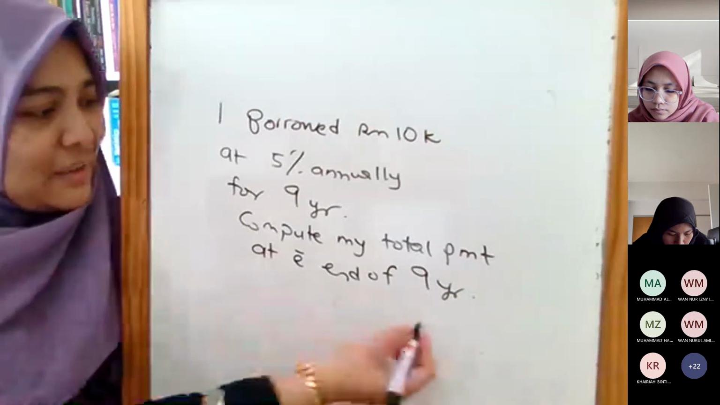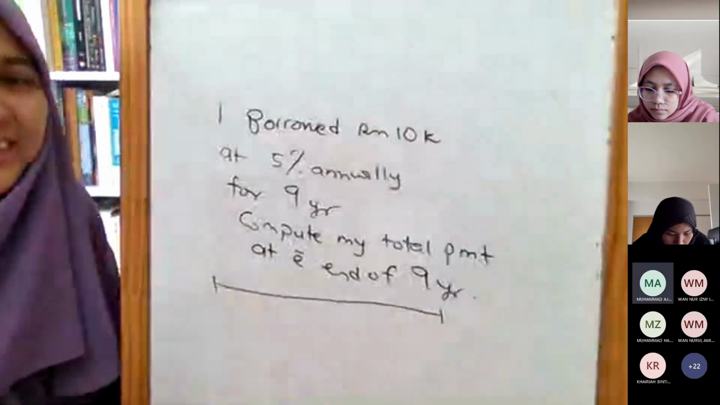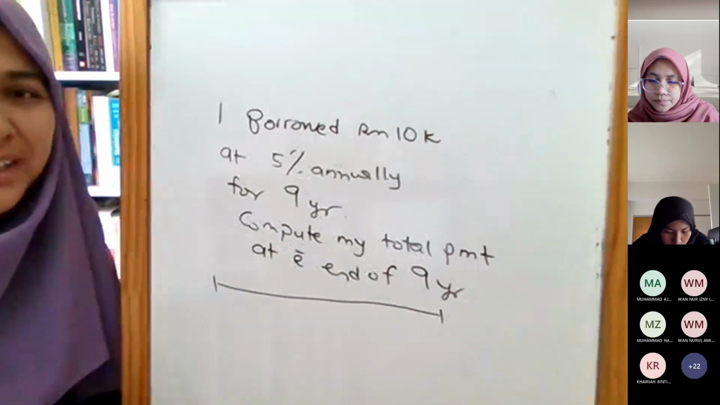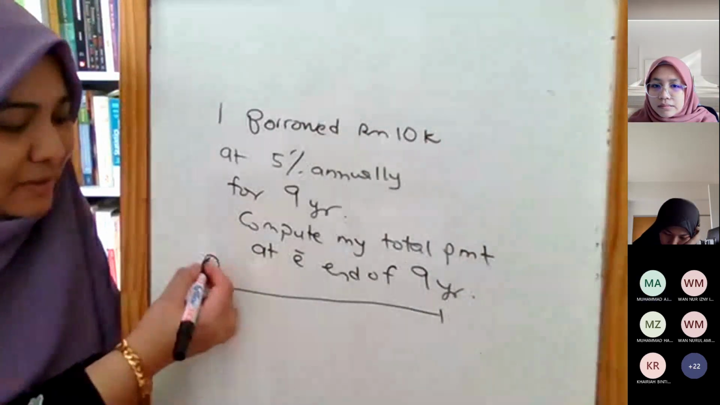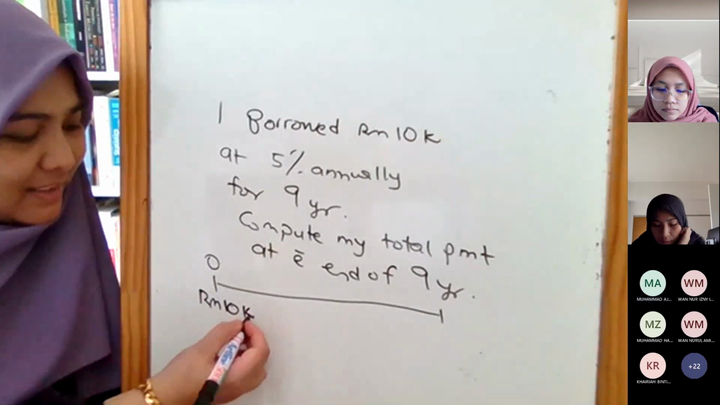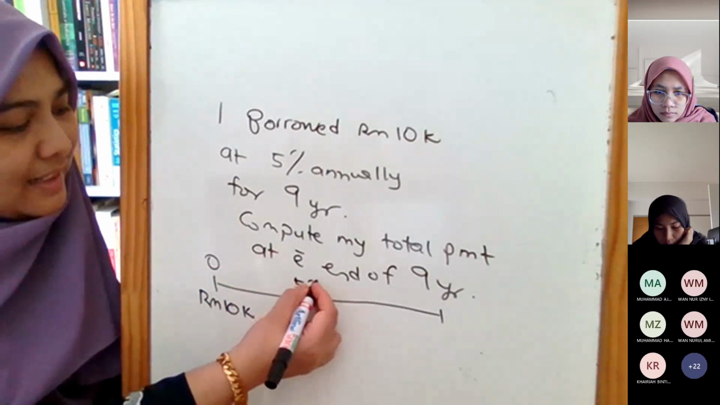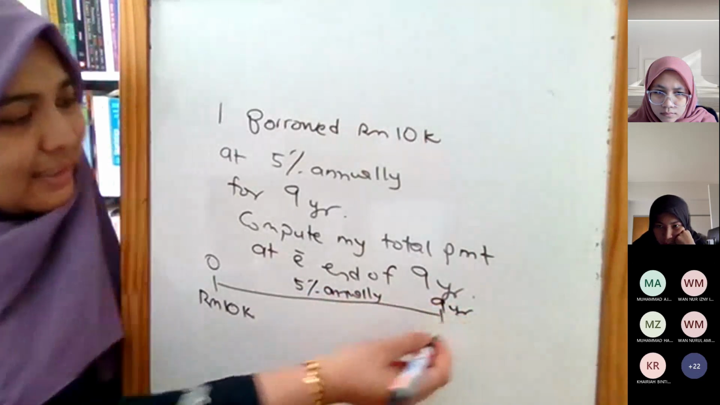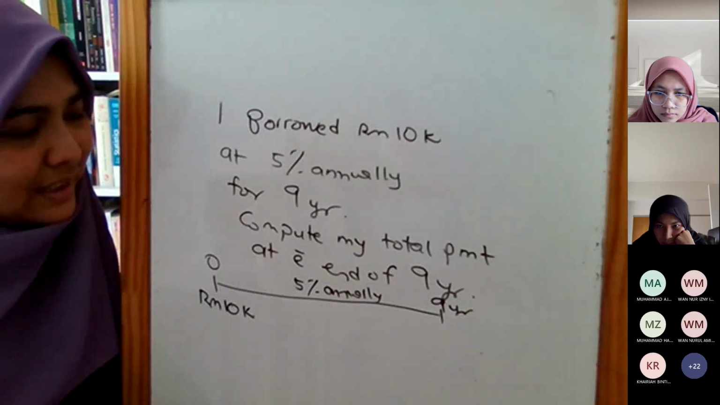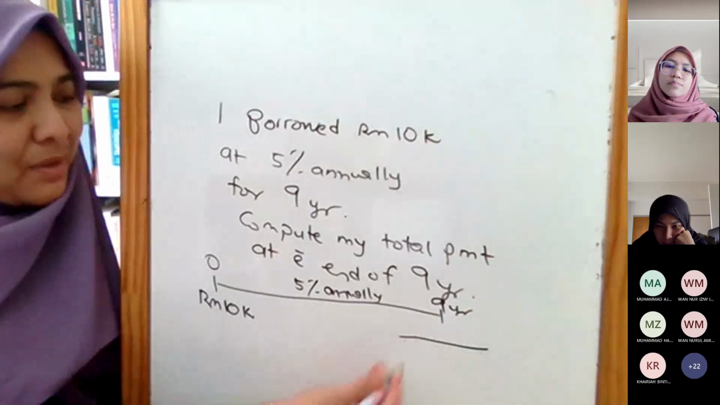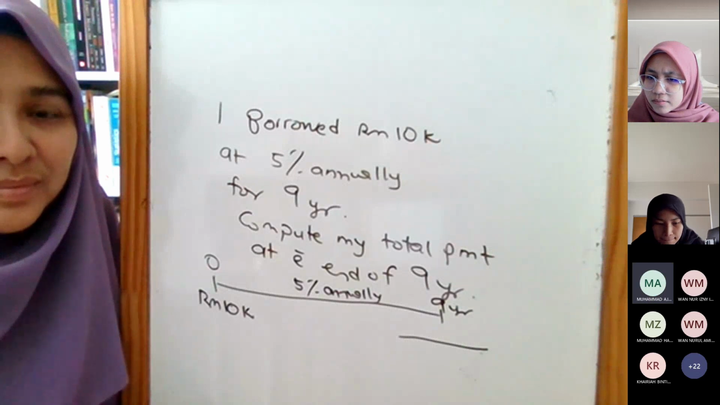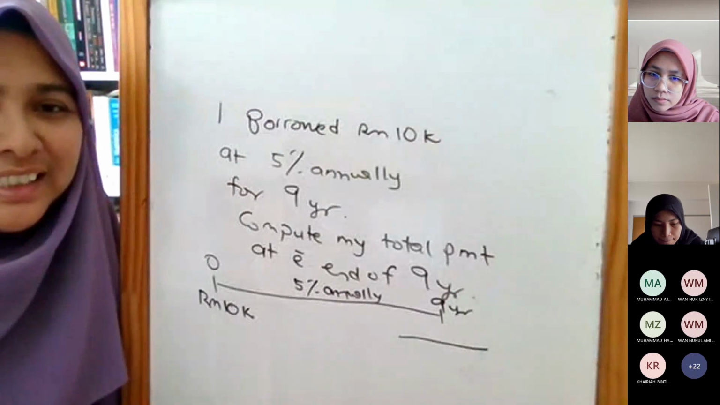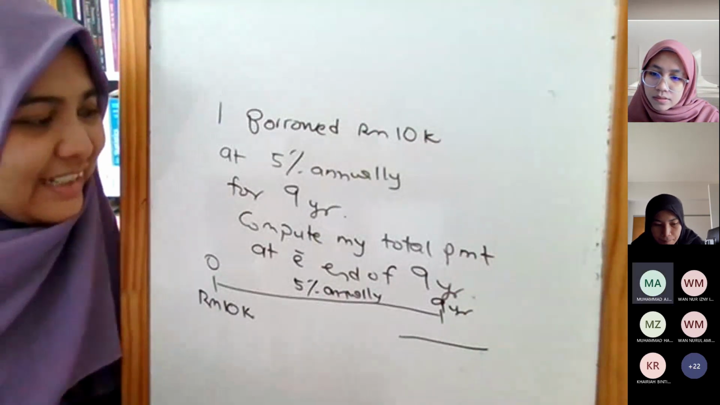So let us transfer this into the timeline. What will you put on this timeline, Ajwat? I borrowed 10,000. Where does the 10,000 sit? At the start, at time 0. So today I borrow 10,000 at the rate of 5% annually for the period of 9 years. Compute my total payment at the end of 9 years. What does the question ask us to find? Total payment. Are we looking for present, future, or interest? S. Yes, we want to find S.